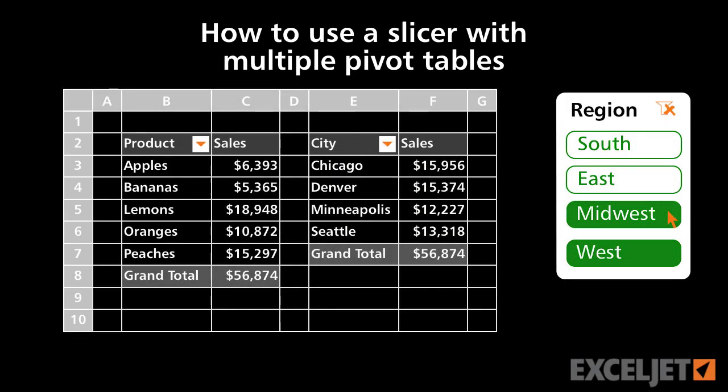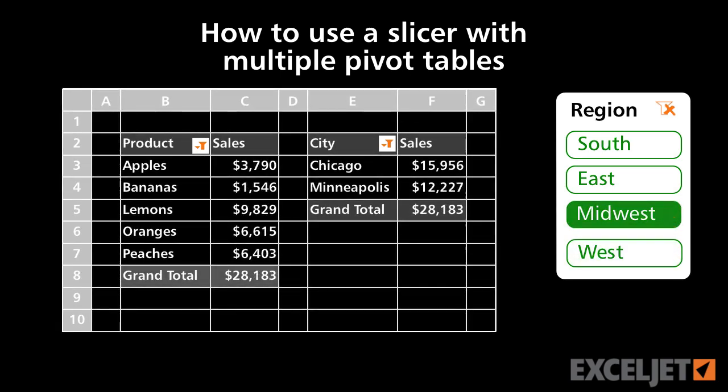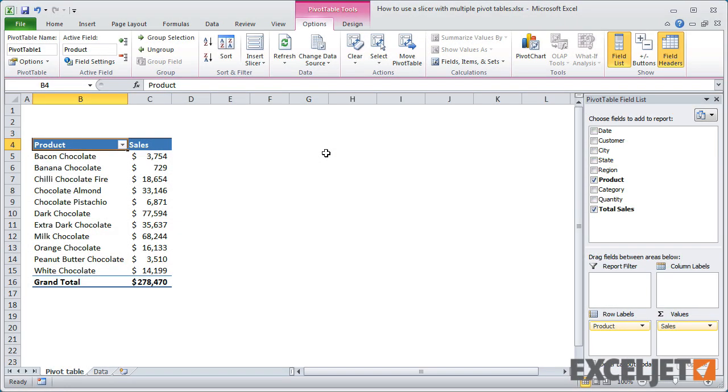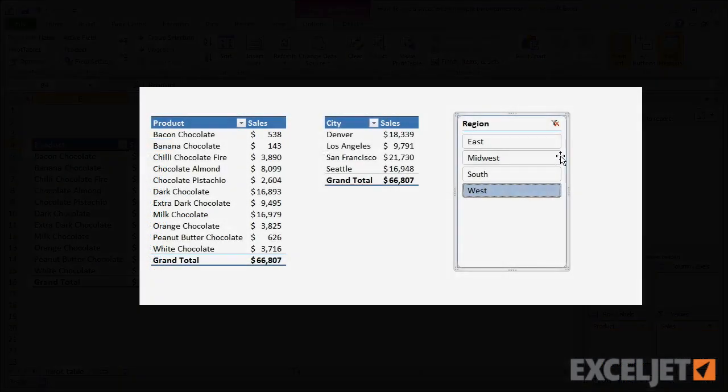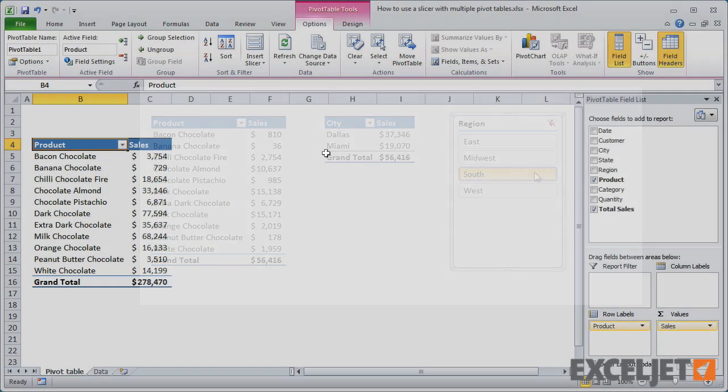In this video, we'll look at how to configure a slicer to control more than one pivot table. One of the nice things about slicers, compared to report filters, is that they can control multiple pivot tables or charts. This makes slicers very useful for building dashboards that are based on pivot tables.